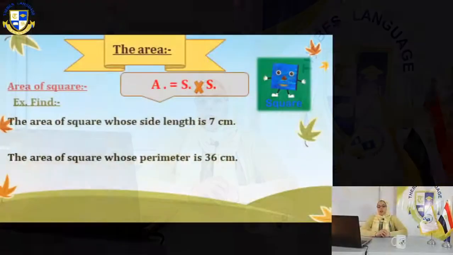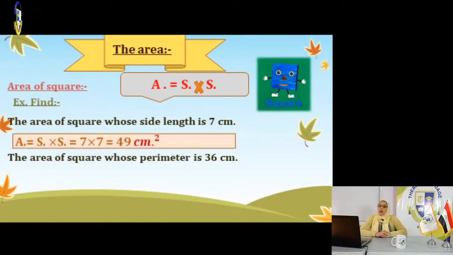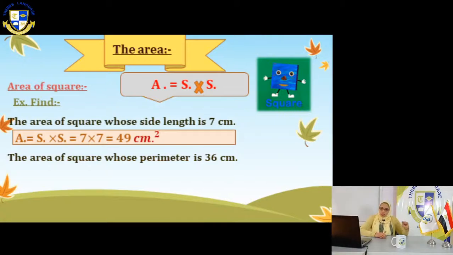Write the rule at first. Area equals side times side. It means 7 times 7 equals 49 squared centimeters. It's the only unit which we use in area, just squared. Don't forget the squared.